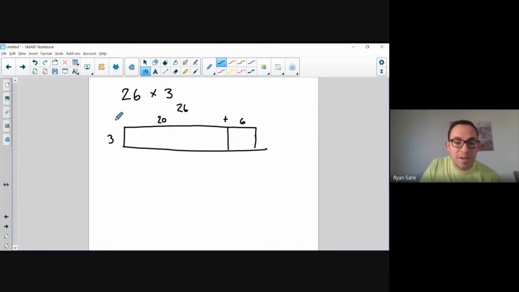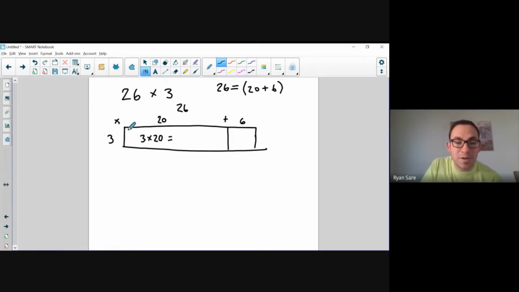And then I'm going to put, as a reminder, a multiplication symbol right here. So what I've done so far is I'm doing 26 times 3. I'm splitting up 26 into 20 plus 6 because 26 is equal to 20 plus 6. Those are the same numbers. And then I'm going to multiply these. So in this box right here, I'm going to be doing 3 times 20.